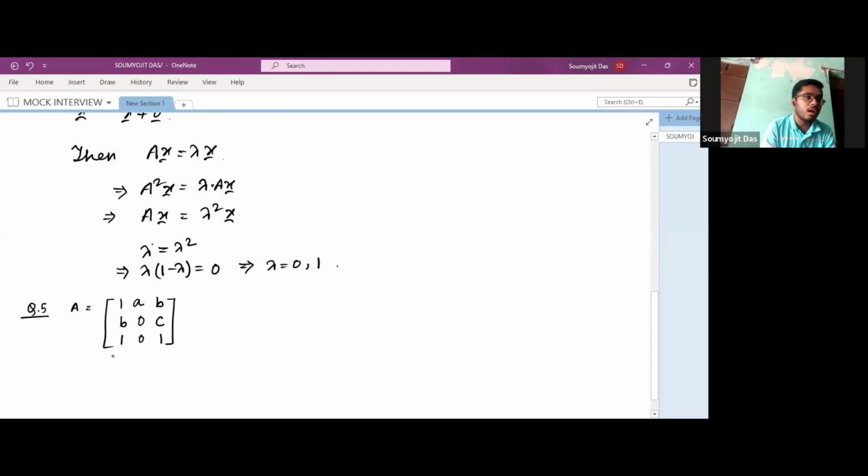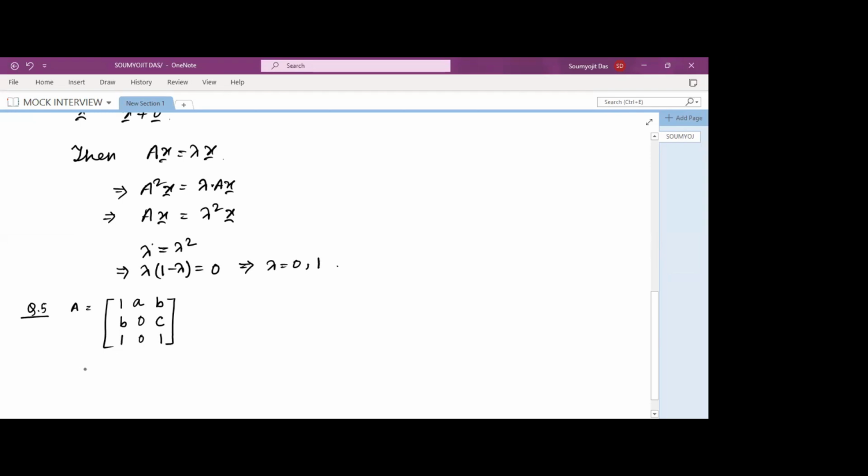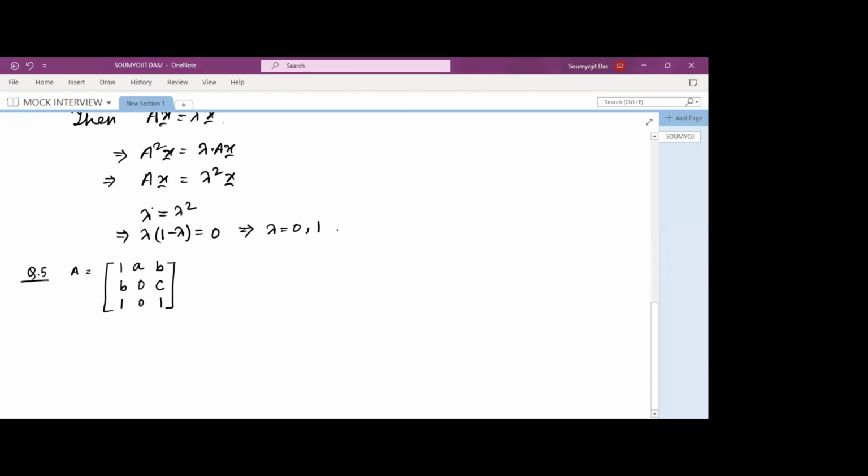Sir, in case of the identity matrix only, I think all the eigenvalues will be one. So if it's not the identity case, it will have at least one zero eigenvalue. So the determinant will always be zero. Very good. Excellent answer. Thank you.